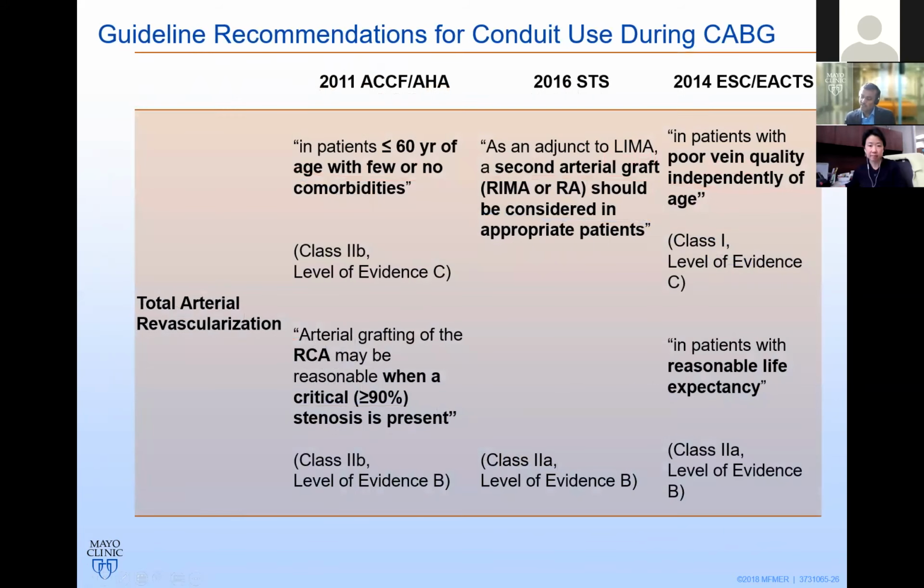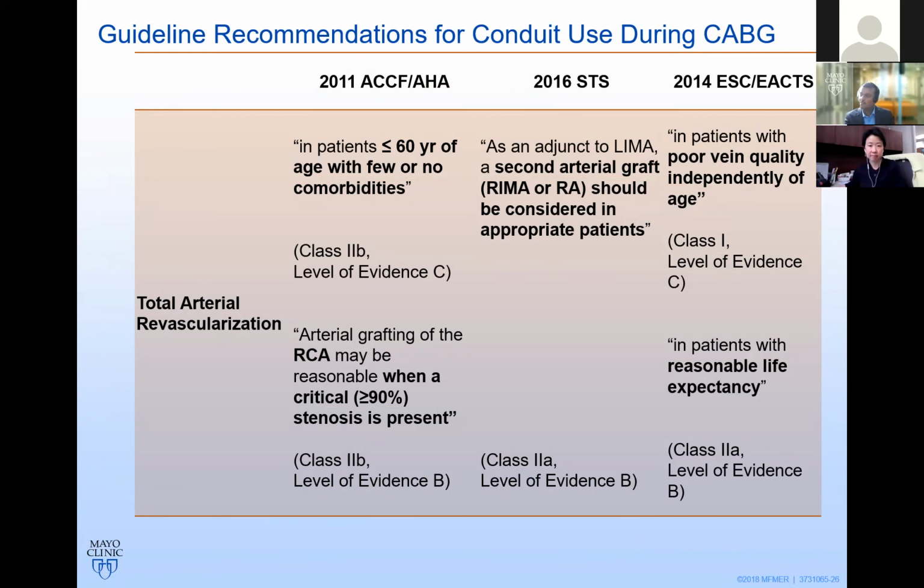So this then led to guidelines again being published, which said, okay, total arterial revascularization, yes, maybe. But again, it's an even lower recommendation level, class 2B. The only time it was said you can do it is when the vein quality is poor. So there's still some debate. There are not good enough studies.